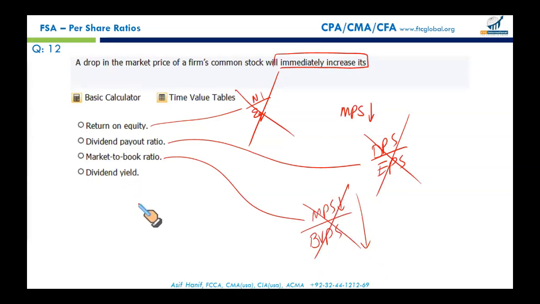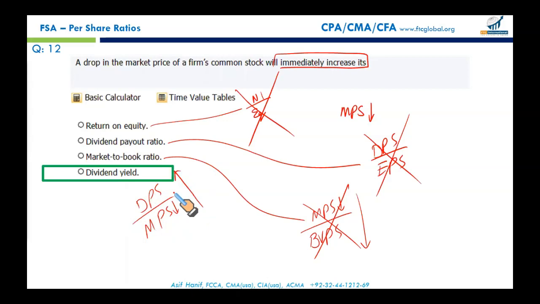What about dividend yield? Dividend yield is the dividend per share upon, yes, Ms. Maham, you got it right as well, market price per share. Now look at this. If the market price per share falls, which is the denominator in this question, that means the smaller denominator will increase the ratio. So that has to be the answer, because a smaller denominator will cause the ratio to increase. And that's why D is the right answer.